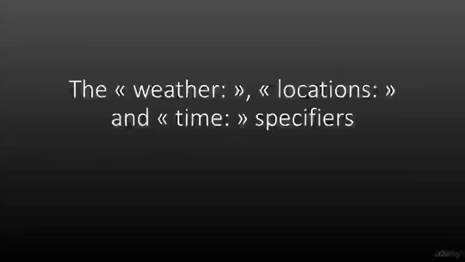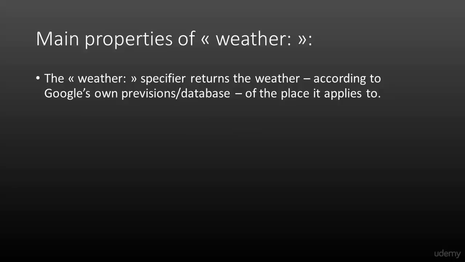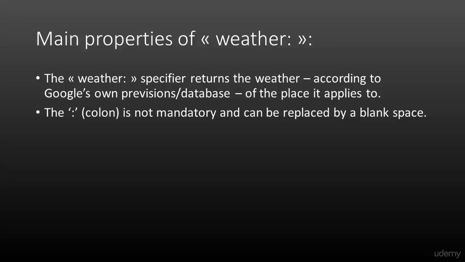Welcome to the section on the weather, time, and location specifiers. The weather specifier returns the weather according to Google's own provisions database of the place it applies to. For example, if you ask for the weather of Paris in France, it's going to give you the weather of Paris in France according to their own provisions. The colon is not mandatory, it can be replaced by a blank space. So for example, if you type weather blank space Paris, it's going to do the same as weather colon Paris.